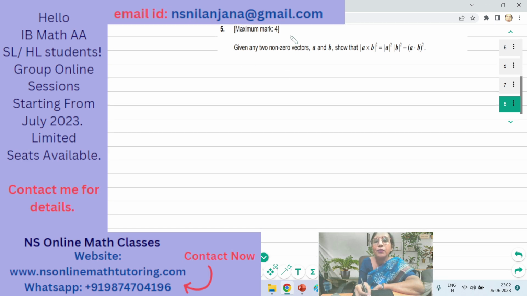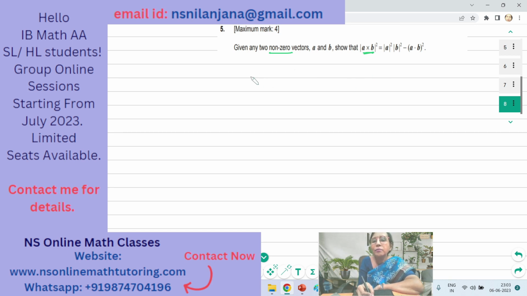The maximum mark is 4. The question is: given any two non-zero vectors A and B, show that the square of the modulus of the vector product of A and B (the vector product is a vector, and we are just taking the magnitude because it is the modulus, and squaring it) is equal to the square of the magnitude of vector A times the square of the magnitude of vector B minus the square of the scalar product of A and B. Fine, we have to show this.